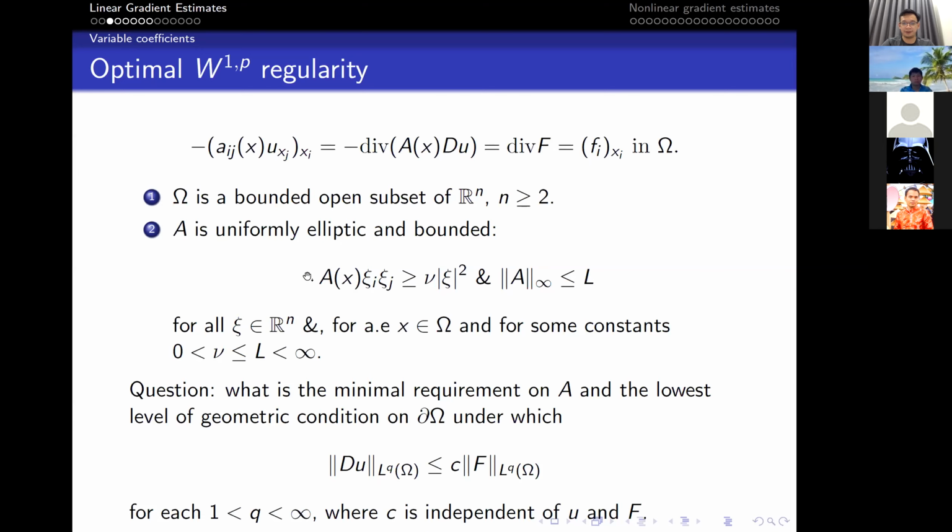Then the question is, what is the minimal requirement on the matrix, and the lowest level of geometric condition on bounded omega, under which we have this kind of Calderon-Zygmund estimate? And this estimate is for every q. We expect that if q is very close to 2, then we don't need any extra conditions. But as q gets larger and larger, we need some kind of regularity requirements. And the question is, what is the optimal one?